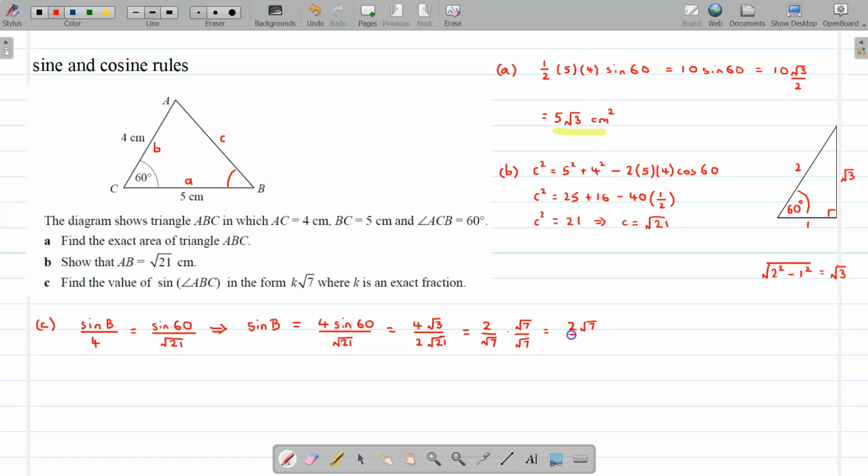But I'm going to put the 7 there because it said write it in that form where k is an exact fraction. So k is 2/7, and that's the answer. And just going back to this, I should really put the centimeters in, I suppose, because it was in the question. And here I'm giving the exact value of sine of an angle, so I don't need any units on that.